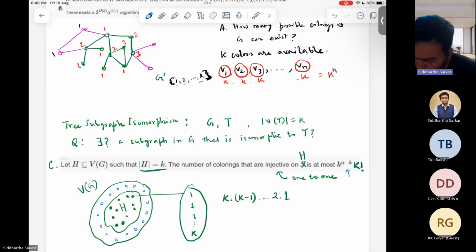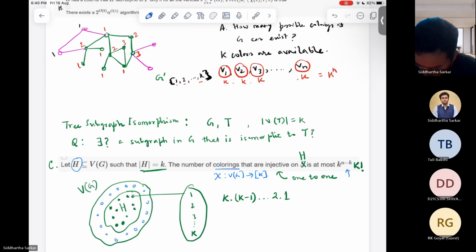So this term k to the n minus k is coming for the rest of the vertices which are not in H. Remember that they have defined coloring chi over all the vertices of the vertex set of G, so this is V(G) to k. This statement is only insisting that once you have fixed H, the coloring for the vertices of H should be one to one. But for the rest of the vertices in the vertex set, there is no such constraint.